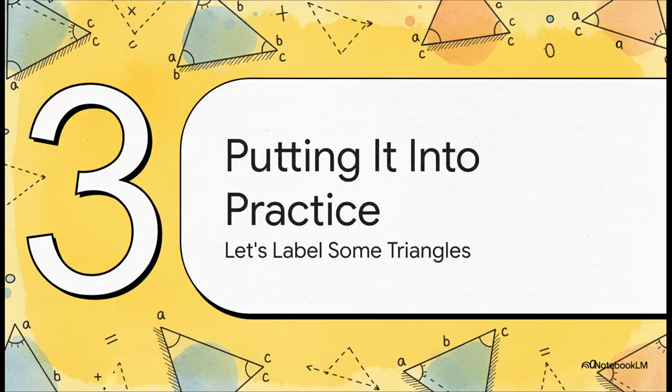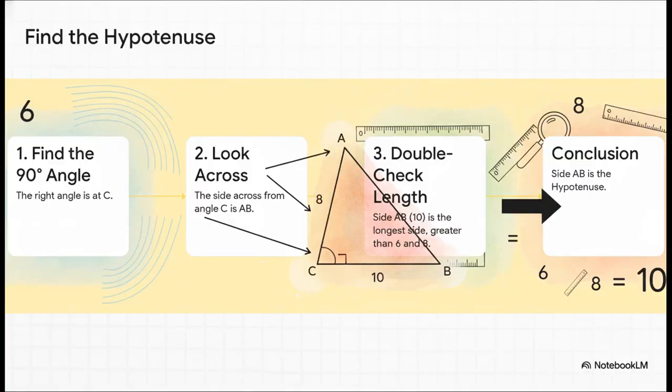All right, theory is great and all, but let's make this real. We're going to put this knowledge into practice right now and label a few triangles together. Let's start with the absolute basics. In this triangle, how do we find the hypotenuse? It's simple. First, find that right angle. Yep, it's over at C. Now, look directly across from it. That's side AB. And we can even double check. Is this side with length 10 the longest one? Well, yeah, it's longer than 6 and 8, so AB is, without a doubt, our hypotenuse.